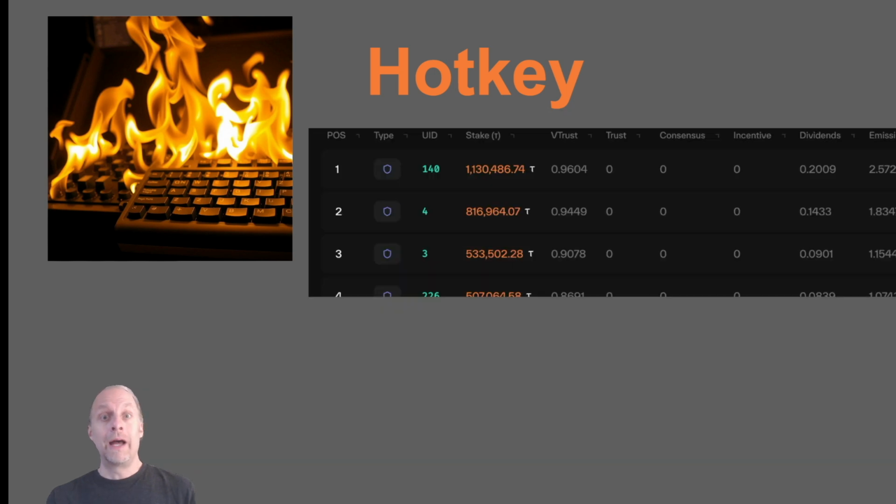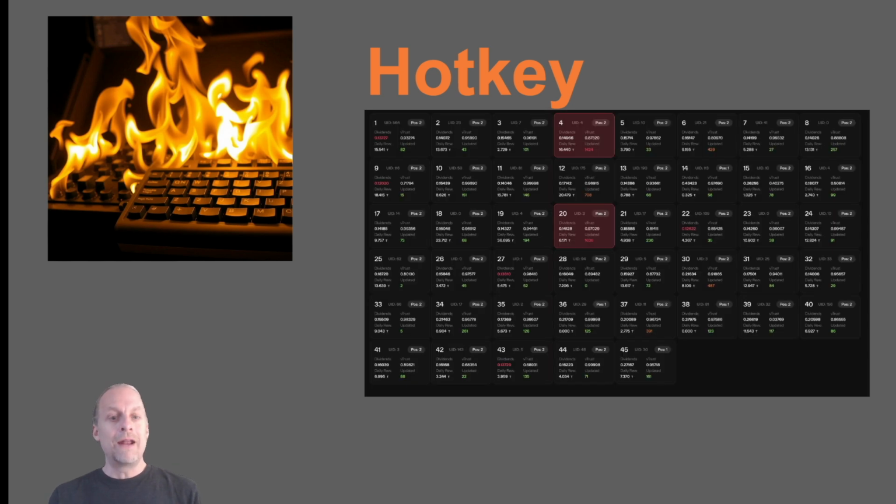You also use hotkeys when you're staking Tau to a validator. That Tau is still in your wallet in a hotkey that you control, but it's associated with the hotkey of a validator. So let's look at a validator hotkey.